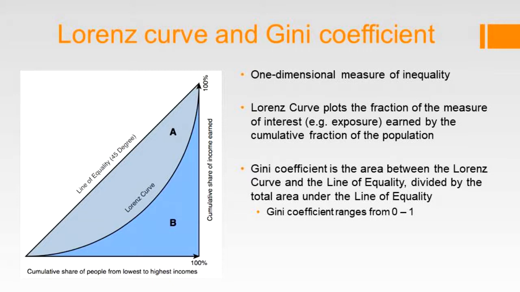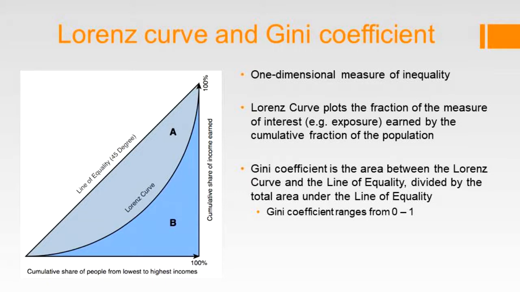So in a situation of equality, you would expect, say, 10% of the people to hold 10% of the income, and so on, and that would be represented by the line of equality, the 45-degree angle, and the Lorenz curve plots the true situation of inequality. So if you're looking at exposure, we might find that 10% of the people are only exposed to 5% of the overall pollution, versus the 10% most exposed being exposed to far more than their share of the pollution.